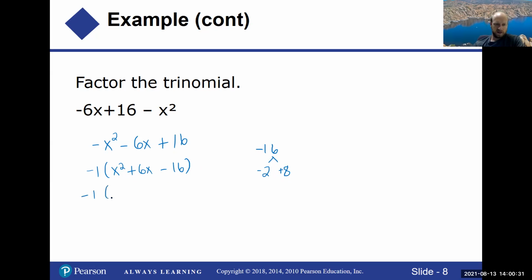So this one would just simply be x minus 2 and x plus 8, and then negative 1 on the outside. And that's it. And again, you can check this. You can distribute the negative 1 in here and then get an answer and FOIL that with x plus 8. And it should give you this guy.